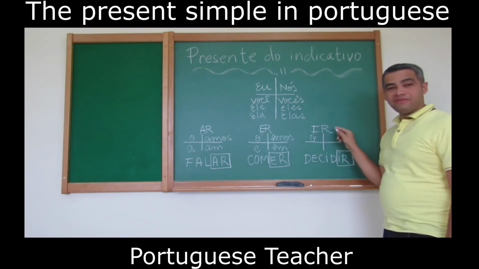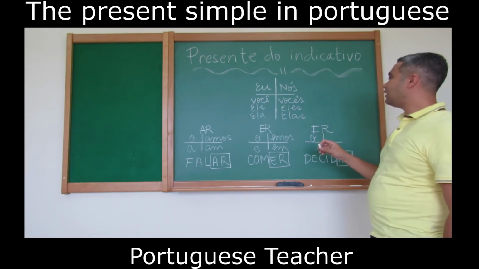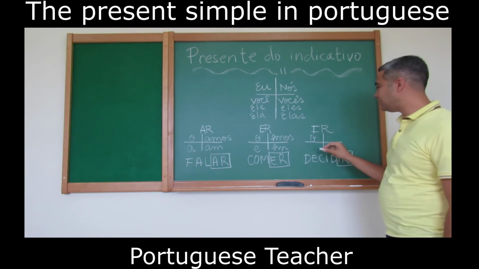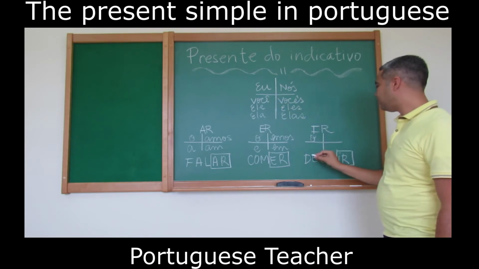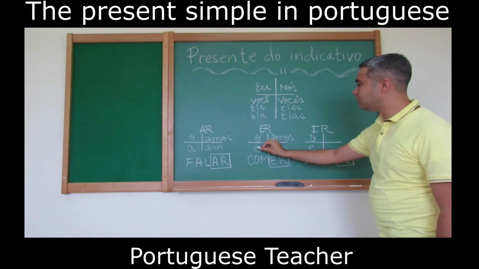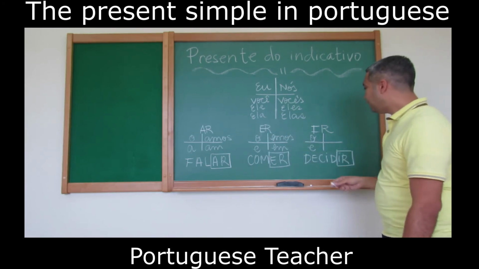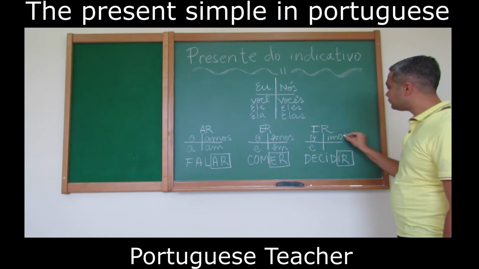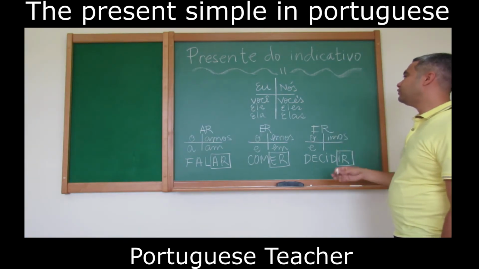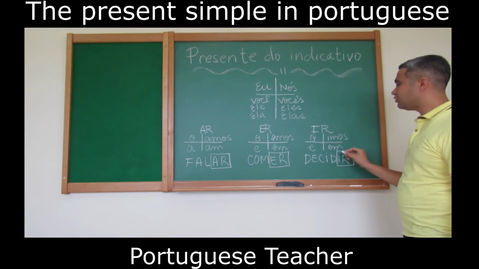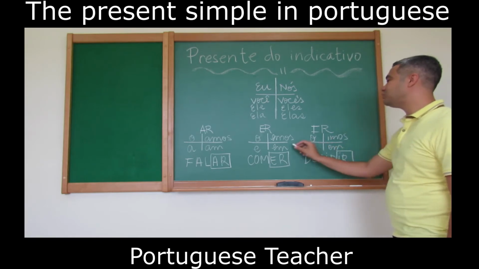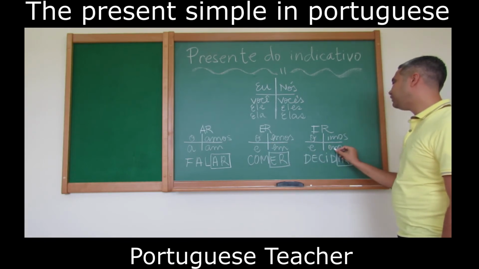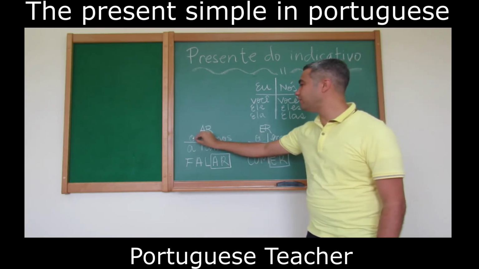For the IR verb, you keep following the same pattern, right? For eu decido, I decide, you have the O as an ending. But for você, ele, ela, then you have the E, right? Similar to the ER conjugation, the second conjugation. And for nós decidimos, we decide, we have imos, right? And at last we have vocês, eles, elas decidem. So then you can see that it's quite similar to the second conjugation, right? We have the E in here, the N in here, E here, M in here, right? The O is equal for all of them, right?